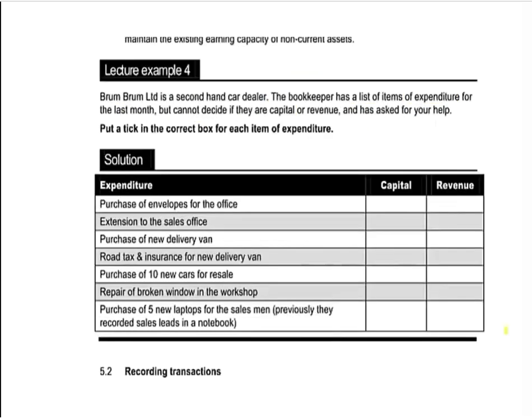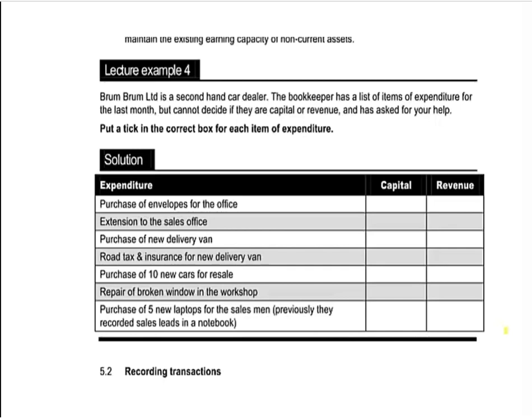Something which we need to be able to do for the exam then is to categorise types of expenditure. And it's important when you are categorising them that you apply to the scenario, because what is revenue expenditure in one business might be capital expenditure in another.